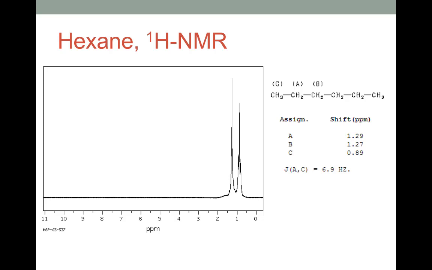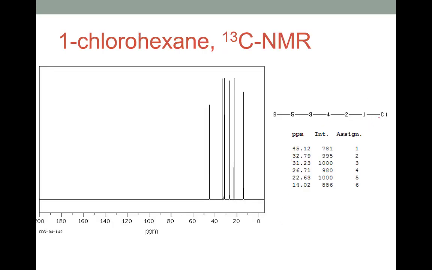How does it change if we throw in a heteroatom? Well, let's put a chlorine at the end. Now we lose our symmetry. And so now instead of having only 3 peaks on the carbon NMR because of symmetry, we now have 6. And just as we might expect, the carbon closest to the heteroatom is most deshielded. It's going to show up furthest to the left. So we've got carbon 1, 2, 3, 4, 5, 6.